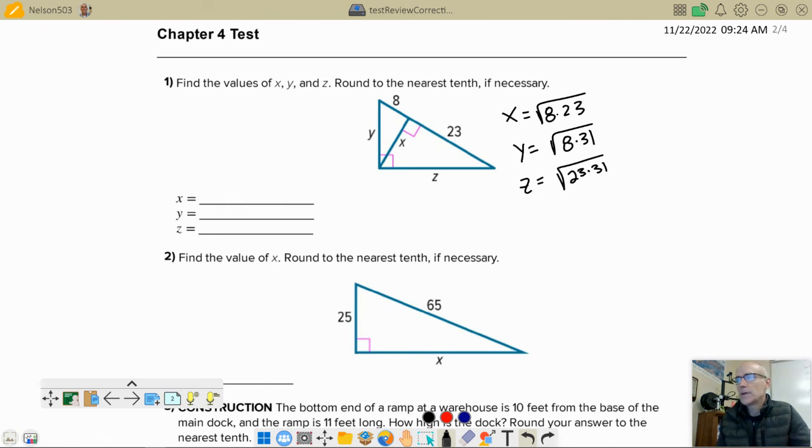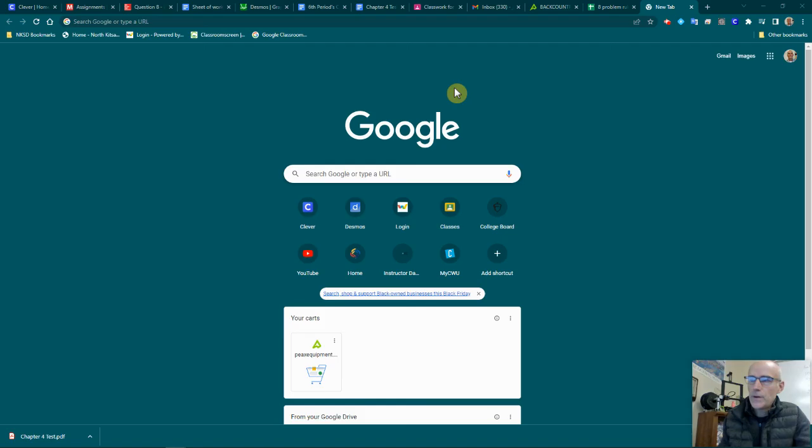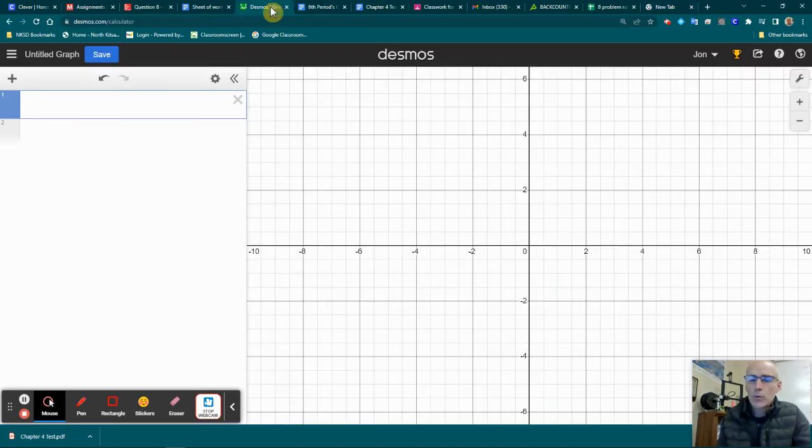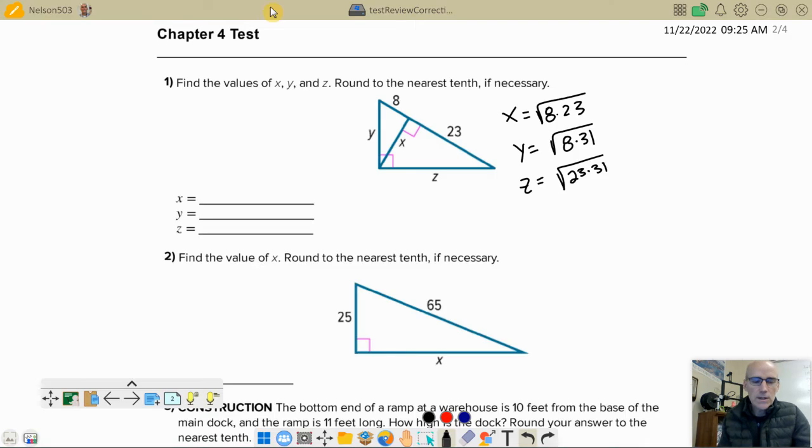do all that. It does want it rounded to the nearest tenth, so you switch over to Desmos and you put in square root of 8 times 23, for example, and you get 13.6 when you round that. So that's this one right here, 13.6. You keep doing that on Desmos, and those are going to be your answers right over here. Make sure you round, obviously, to the tenth place.